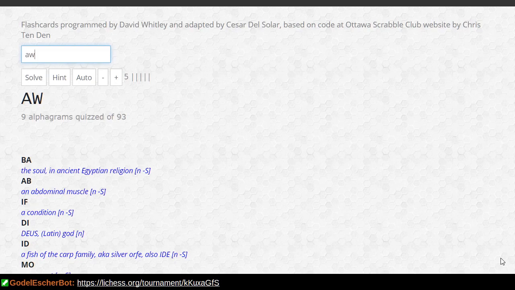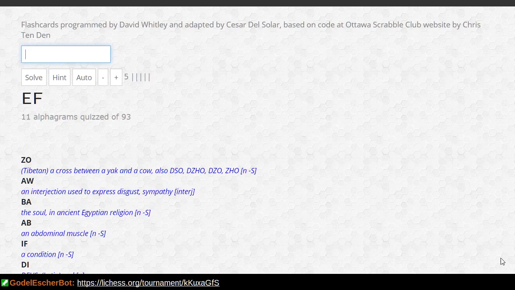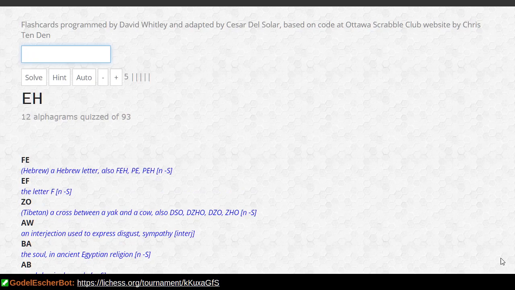I think both ah and wa are words. If I'm mistaken, awe is a word, though. A commonly used one, too. If you've seen people play Woogles before, you'll see that Zo has been played. This is apparently what it means, a cross between a yak and a cow. See also all these other ways of spelling the word Zo. That's cool. EF, the letter F, is a word, but I've seen FE played. What does FE mean? Hebrew letter. Also fe or peh.